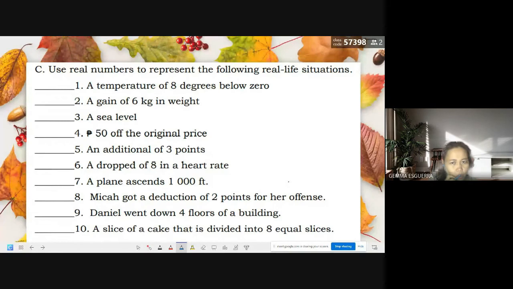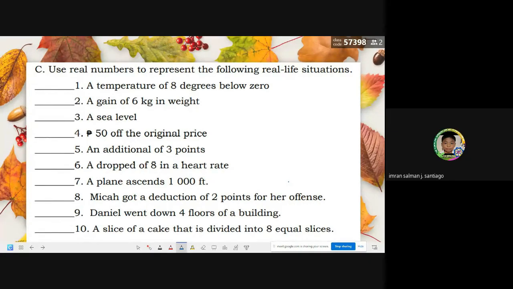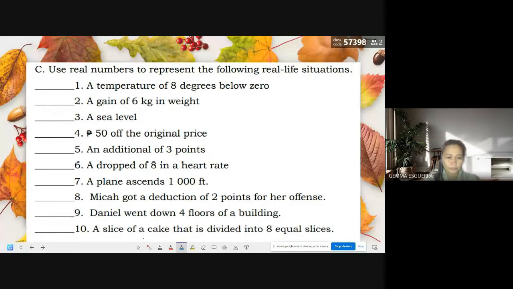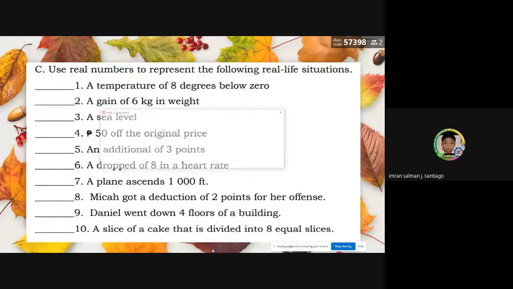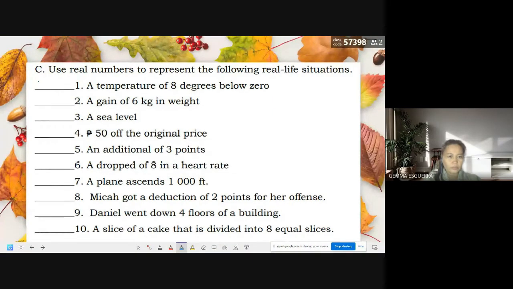Imran, how are you going to represent a temperature of 8 degrees below zero? How do you represent this? Negative 8 po, ma'am. Okay, very good. That's negative 8. Next, a gain of 6 kilograms in weight.